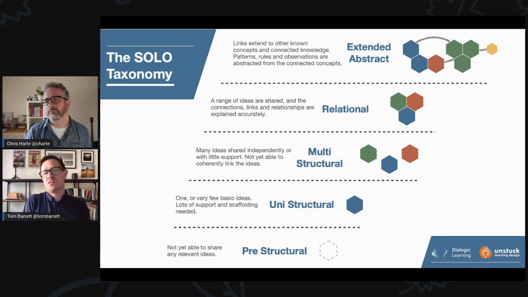This is the SOLO taxonomy in all of its glory. We have five different levels. We've created these little hexagonal graphics to represent learning, understanding, and how that understanding changes, working from the bottom up to the top right. You can see on the diagram there's a range of different language, certainly in the middle, that is some of the original language developed by Biggs and Collis. We've got pre-structural, unistructural, multi-structural, relational, and extended abstract.